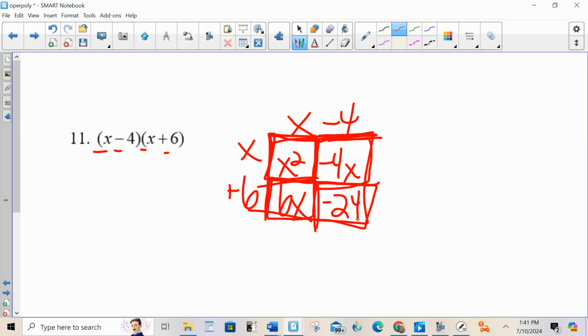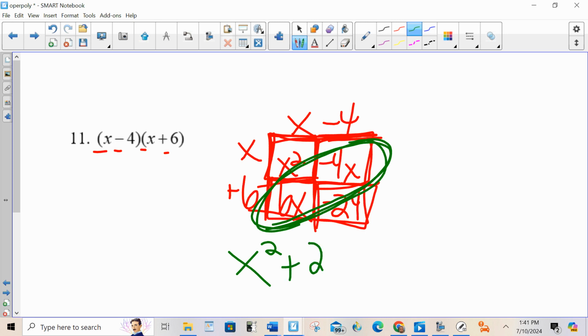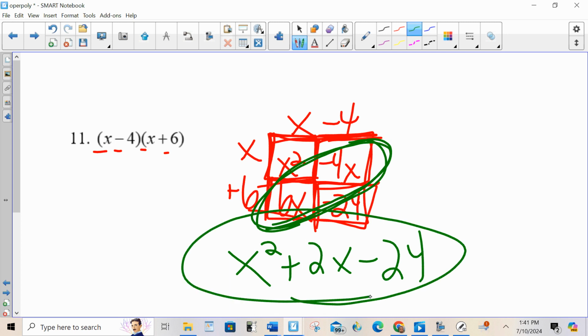Now that I did that, I combine like terms. My like terms will always be diagonal from each other. So the x squared just comes down. When I'm combining like terms, I'm adding. Positive 6 and negative 4 is positive 2x minus 24. That's your answer.